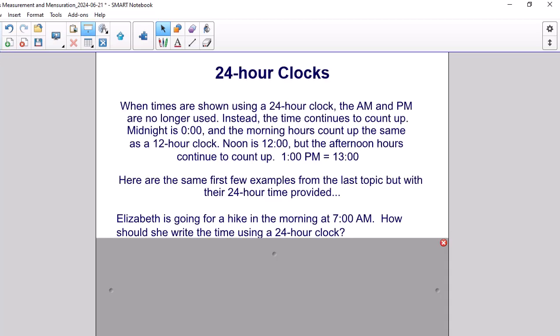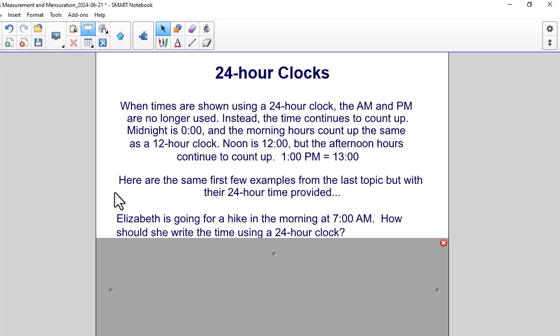24-hour clocks. When times are shown using a 24-hour clock, the AM and PM are no longer used. Instead, the time continues to count up. So midnight is 0, sometimes referred to as 00, and the morning hours count up the same as a 12-hour clock. Noon is 12 o'clock. But after that, the afternoon hours continue to count up. So 1 p.m. on a 24-hour clock becomes 13 o'clock, or some people say 1300.